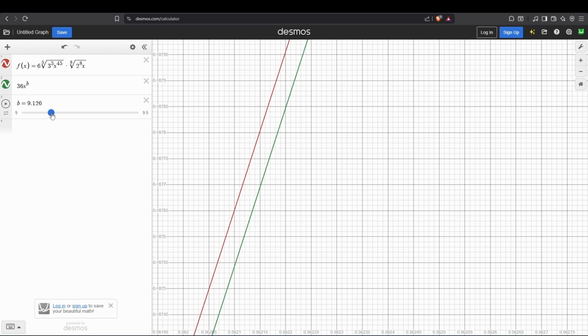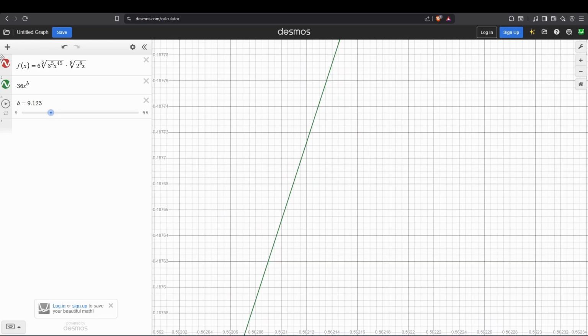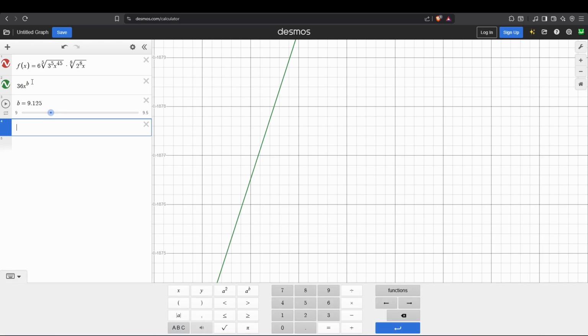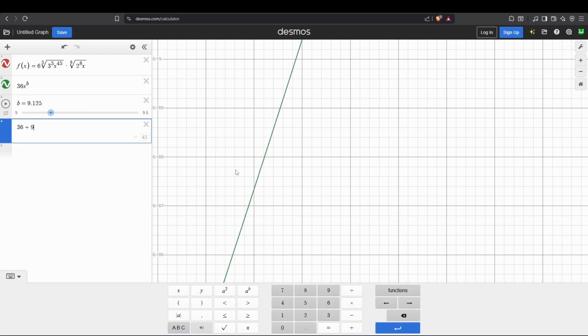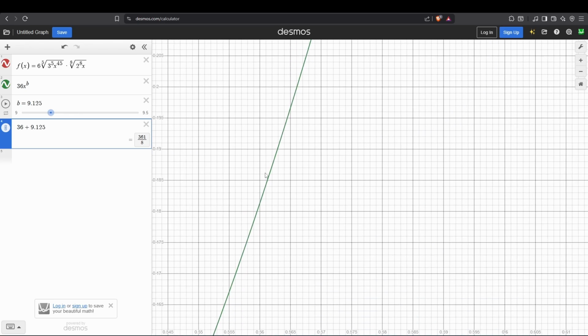So that's not quite it. Oh, but look at that. See what happens when we do this? 9.125. It matches perfectly. So if we take away this line, it overlaps perfectly. Because 0.124 is too small, 0.126 is too big, so that's 0.125. And so now we know that our value of b is 9.125. So we can do again, 36 plus 9.125 is 361 over 8. So this is a very educated guess and check.